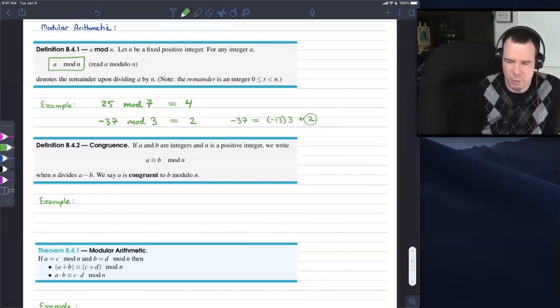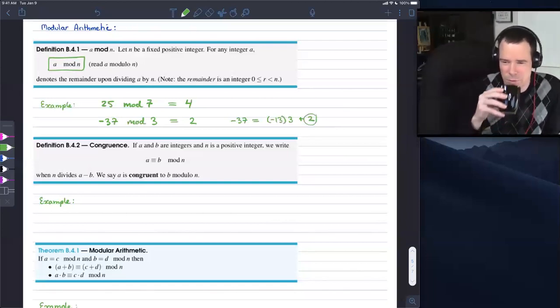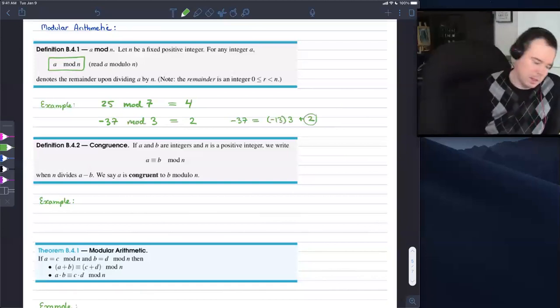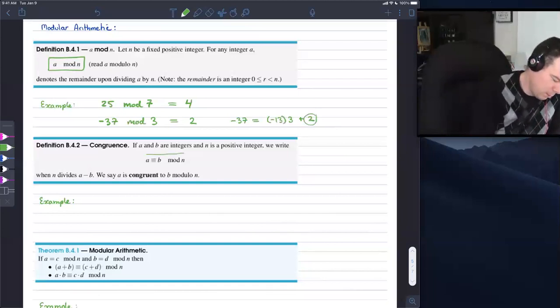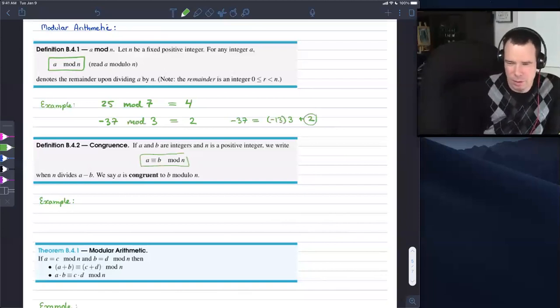Now with this mod notation, this remainder notation, we typically use it in terms of a congruence relation. So it's more likely seen in terms of an equation like this: a triple equal sign b mod n. And that just means that a and b have the same remainder mod n, or a more appropriate way to think about it is that if I take their difference, a minus b, that's divisible by n.